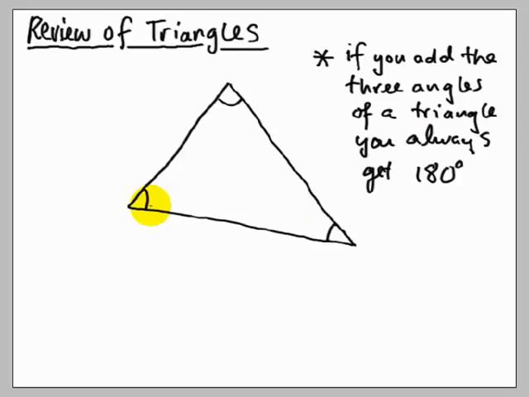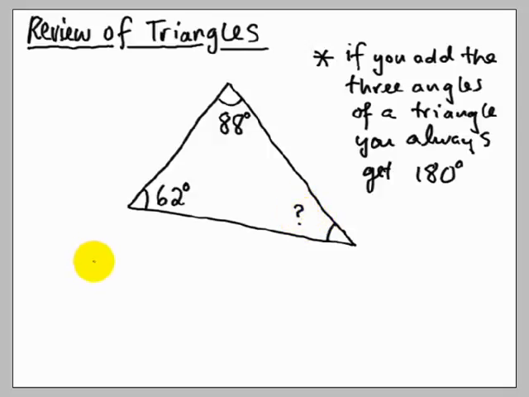And that's a really, really important property of the triangle. Basically what it means is if you know two of the angles, you can always find the third one, right? For example, maybe if this angle here is 88 degrees and this angle is 62 degrees, how much would this angle be?